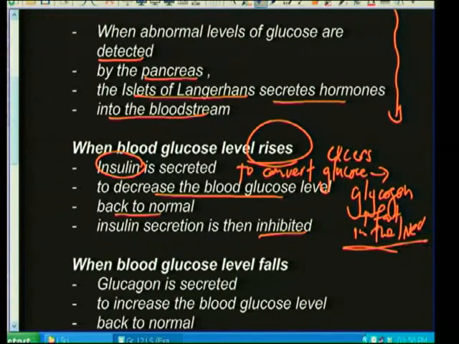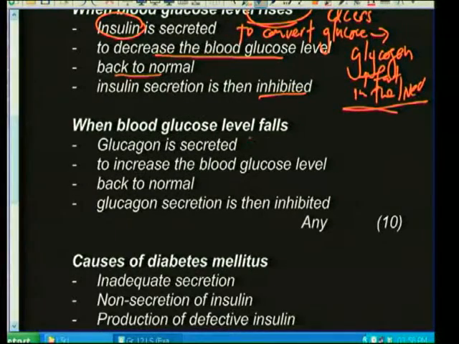This is where it works. Notice that the insulin is secreted by the pancreas, but it works in the liver. So you could add that on. Remember, we could add that there. Now what happens when it falls? Then glucagon, the next hormone, is secreted to increase the blood sugar level back to normal.